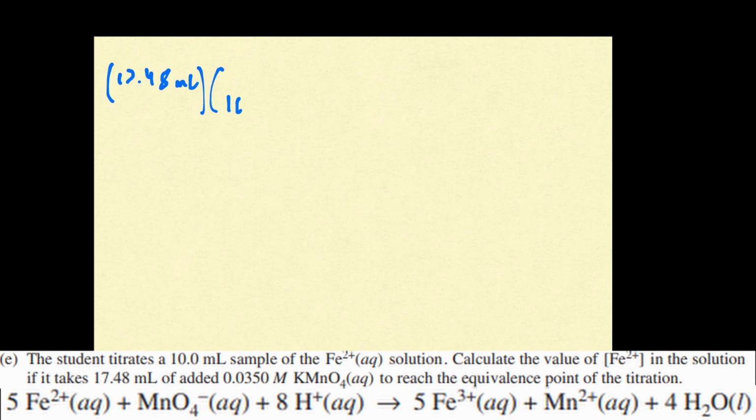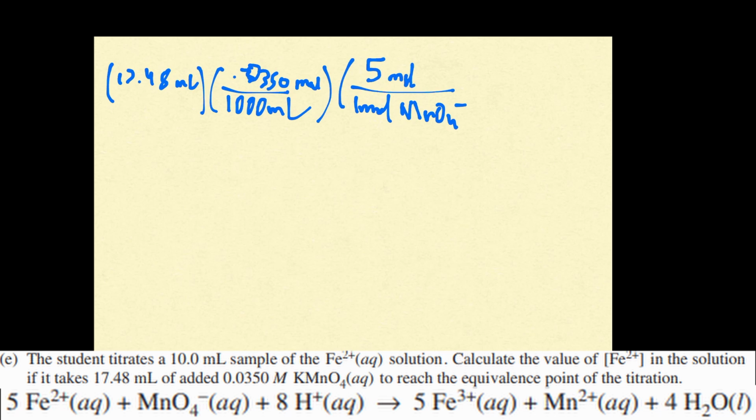Here, we just have to convert from the original potassium permanganate solution to moles of iron. Then, we can divide by the original volume of the iron 2 solution to get our final molarity, 0.306.